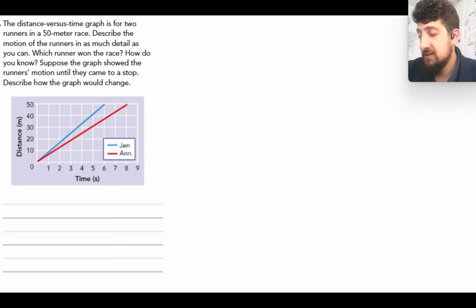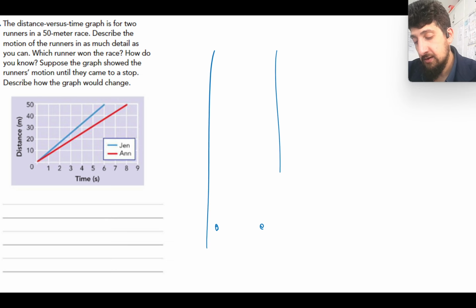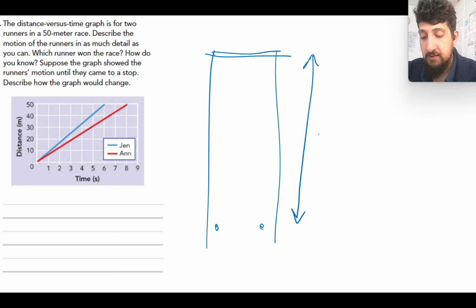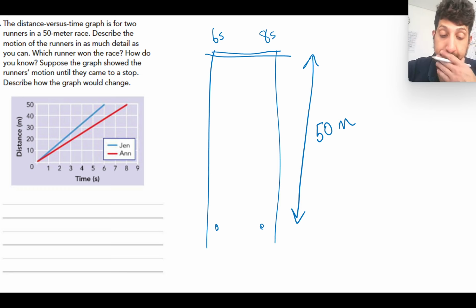Obviously, the distance is the same because they're both reaching 50. So obviously they're doing a race. So let's say here's Jen, here's Anne, and it's a straight line, and this is the finish line, and it's 50 meters away. I know that because they both get to 50. But one of them's taken 6 seconds, and the other one's taken 8 seconds. So Jen's taking 6 seconds to get to 50, and Anne has taken 8 seconds to get to 50.